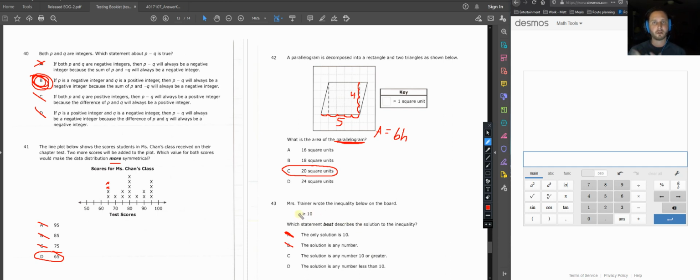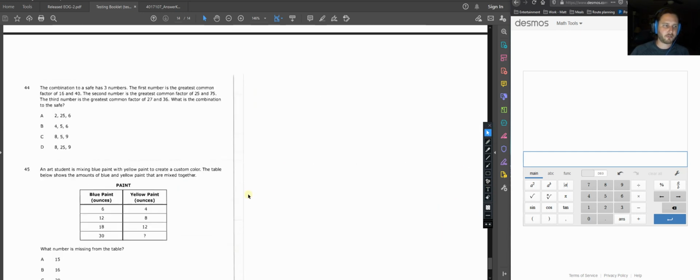X is greater than or equal to 10. But it could also be any number more than 10. It could be 11, it could be 100, it could be a billion. But it doesn't have to just be 10, so C works. D says it is any number less than 10. No, it is definitely nothing less than 10.